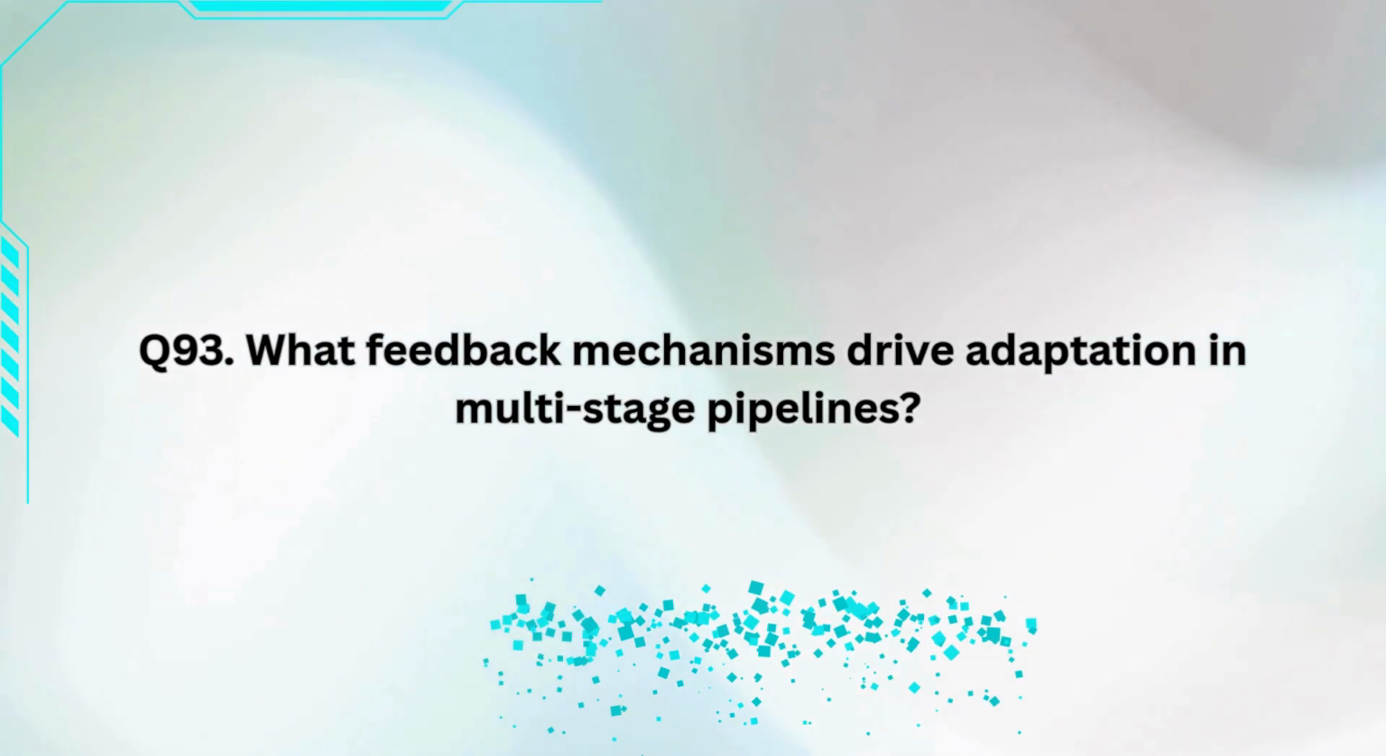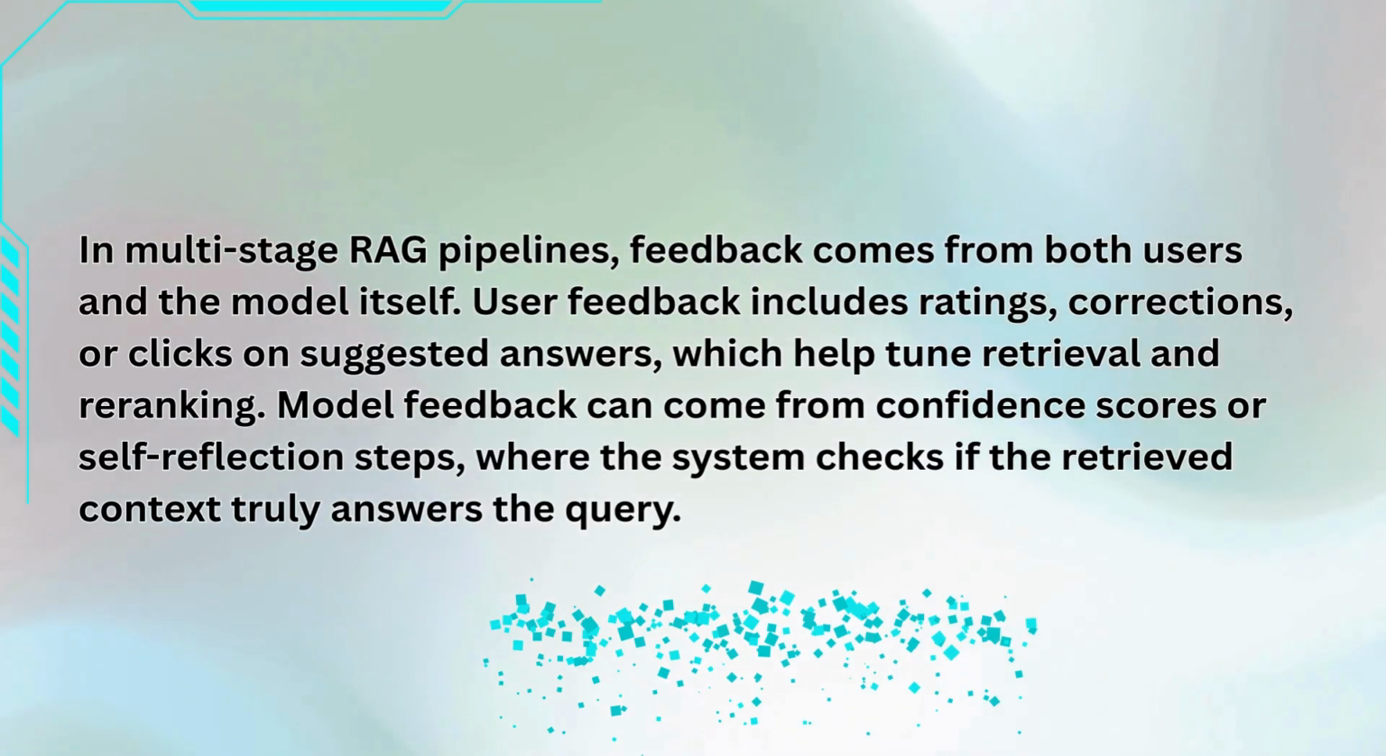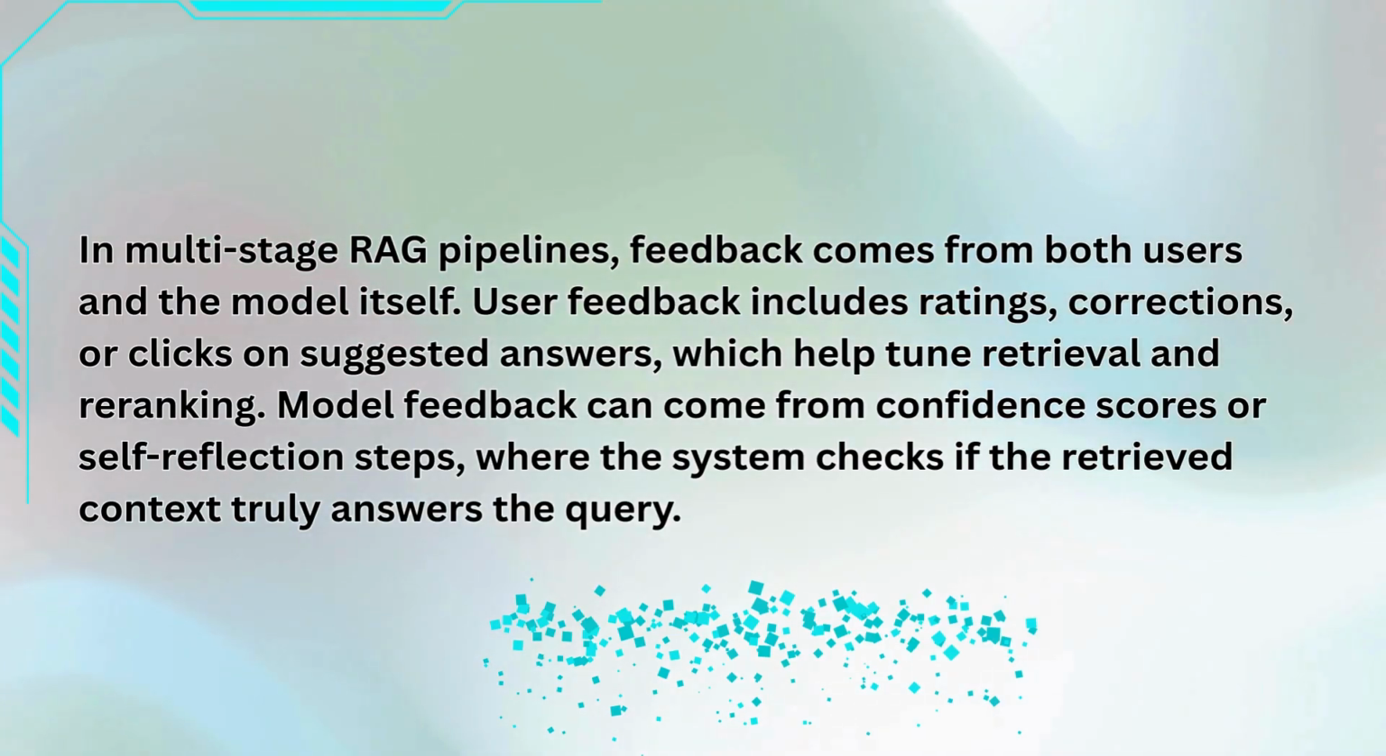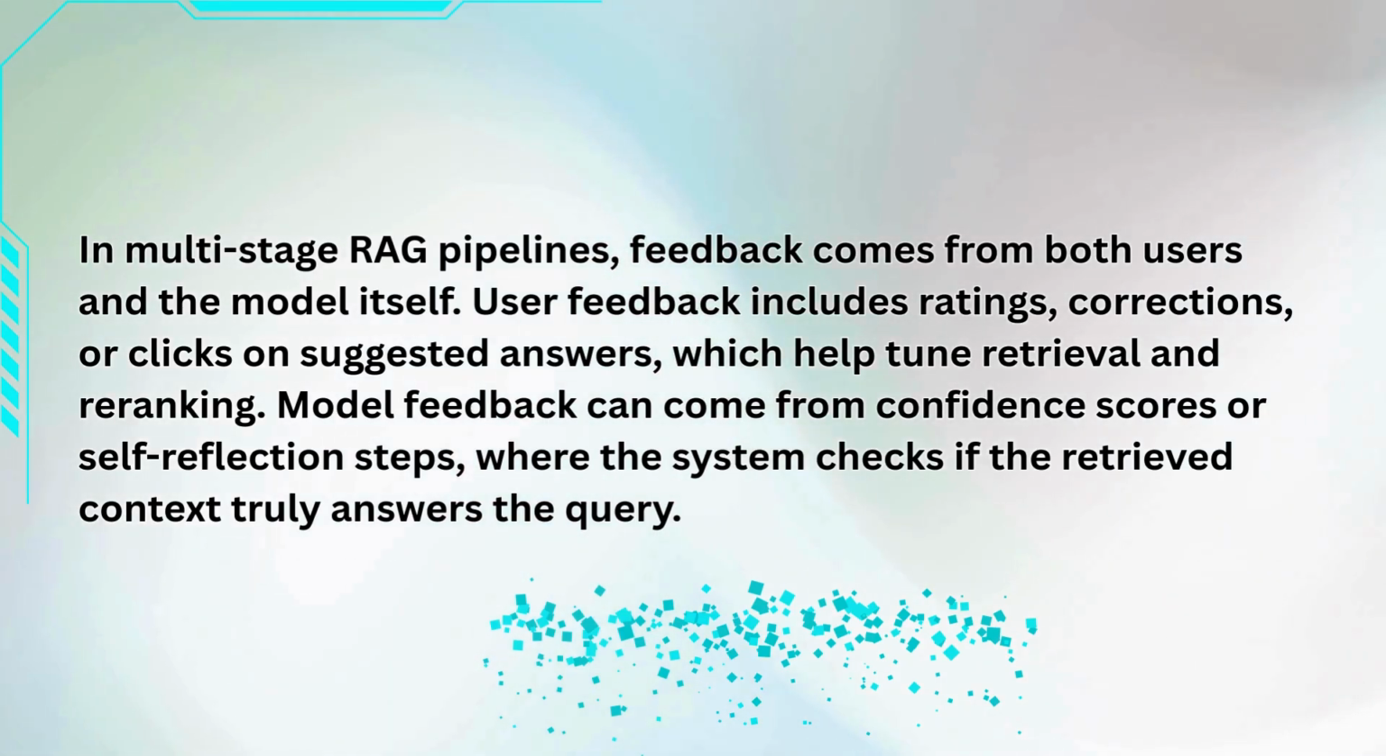What feedback mechanisms drive adaptation in multi-stage pipelines? In multi-stage RAG pipelines, feedback comes from both users and the model itself. User feedback includes ratings, corrections, or clicks on suggested answers, which help tune retrieval and re-ranking.